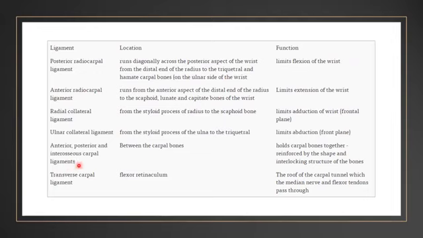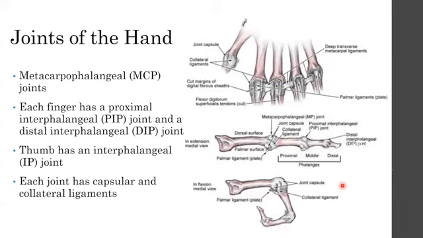Again, you see we have our transverse carpal ligament, also known as our flexor or the extensor retinaculum. This will be essentially the roof of our carpal tunnel. I will discuss the carpal tunnel later on here in the lecture.